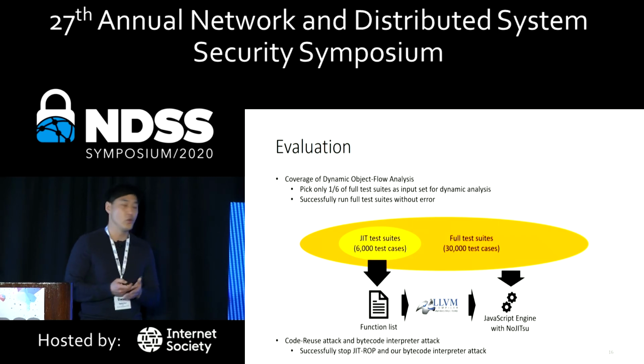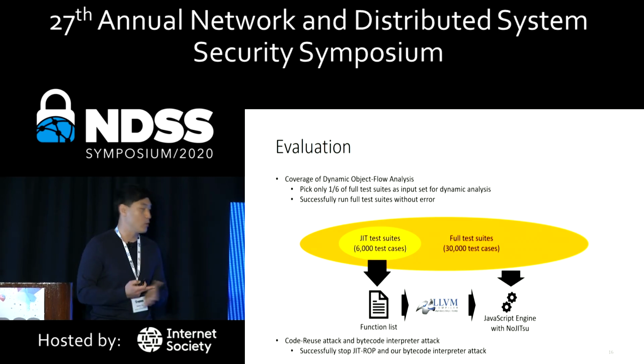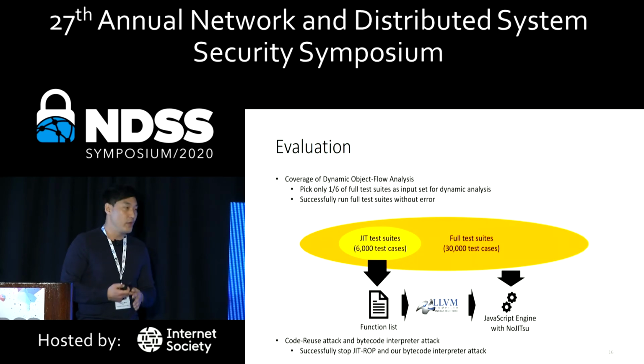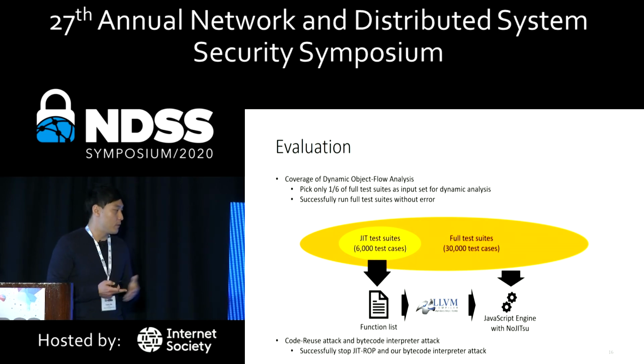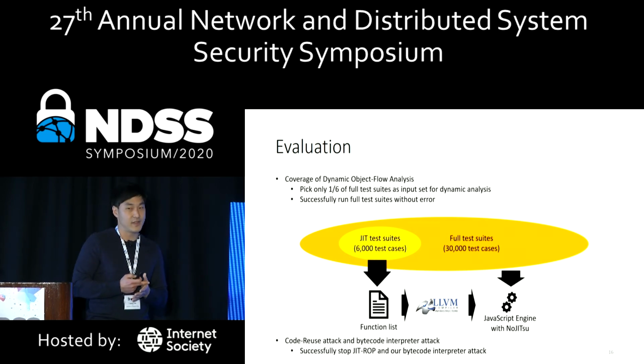We also evaluate whether our defense defeats the code reuse attack and the bytecode interpreter attack. We actually fully implemented a fully working GLOB attack and tried it on our NoJITsu-enabled JavaScript engine. And we found that it fails because the GLOB attack tries to read the JIT code, which is no longer readable. And also, the bytecode interpreter attack is not available because now the JavaScript object is read-only.